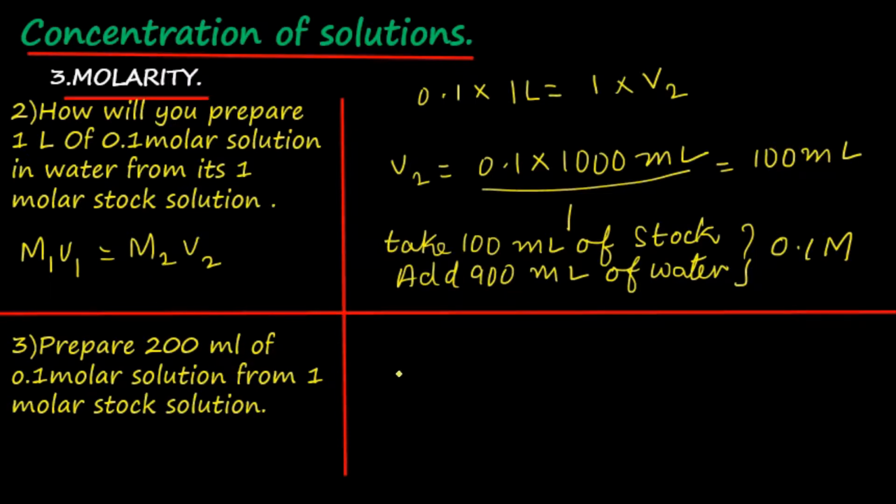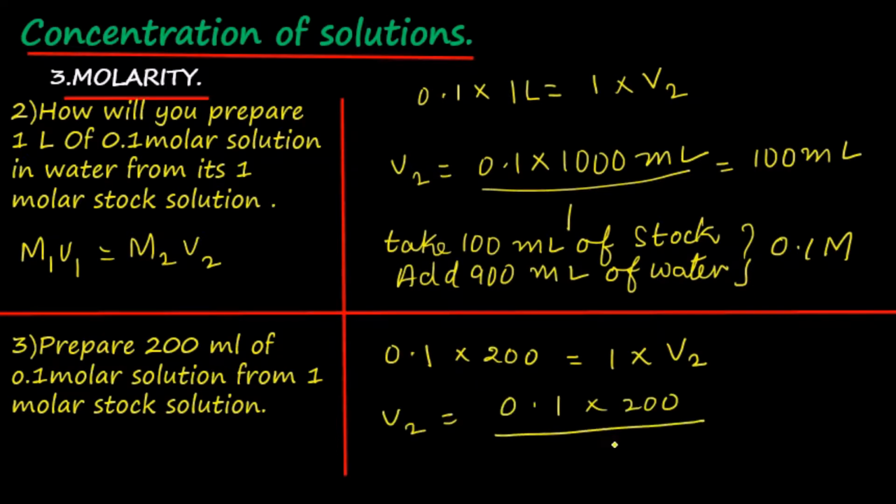We will apply this formula. M1 V1 is equal to M2 V2. M1 is equal to 0.1, V1 is equal to 200, M2 is equal to 1. We do not know the value of V2. How much of the stock solution should be taken to prepare this? From this we can find out V2 is equal to 0.1 into 200 divided by 1, that will be equal to 20 ml. So we have to take 20 ml of stock solution.